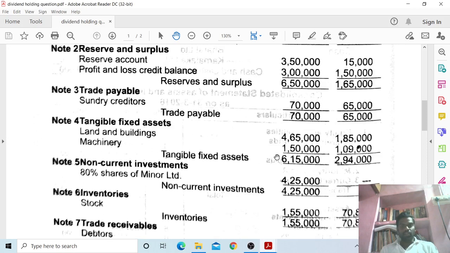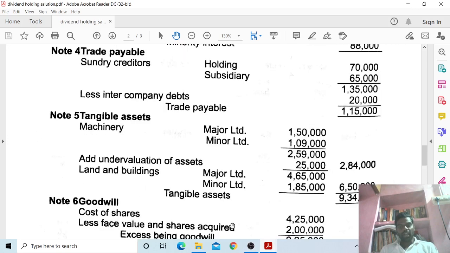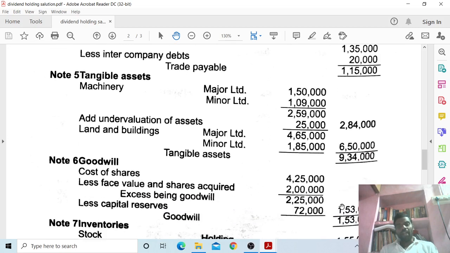Land and building 4,65,000 plus 1,85,000, those two are added. So the total is 6,50,000. Tangible assets, these two are added: 2,84,000 plus 6,50,000 is 9,34,000.